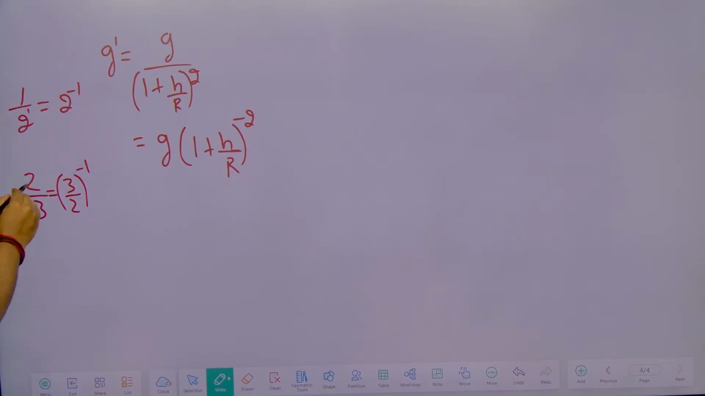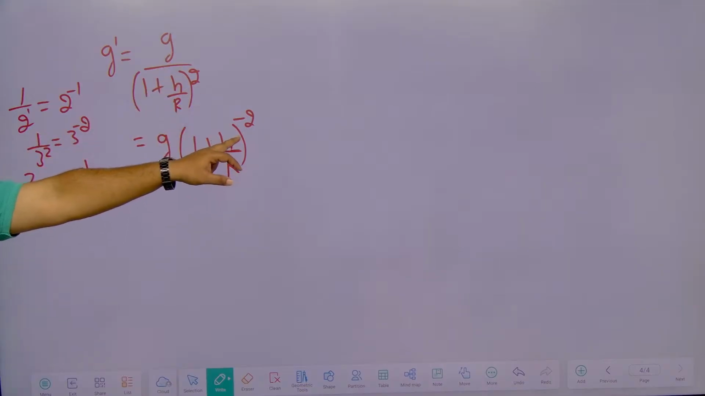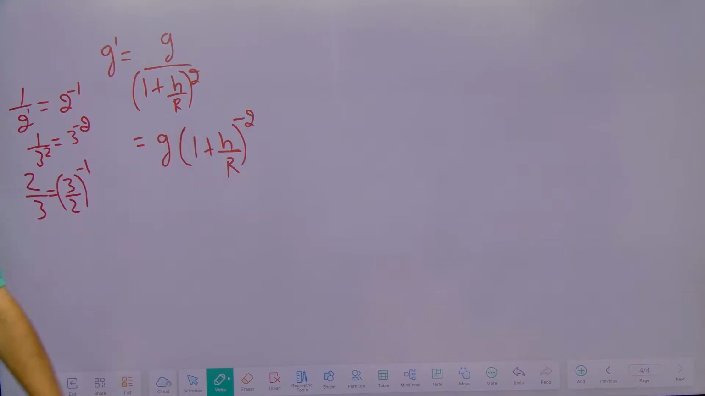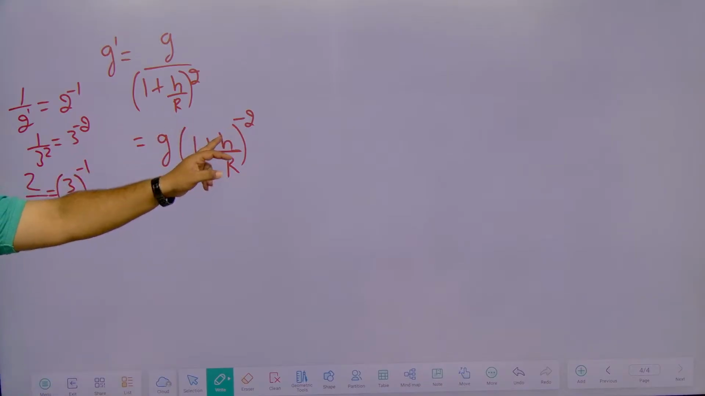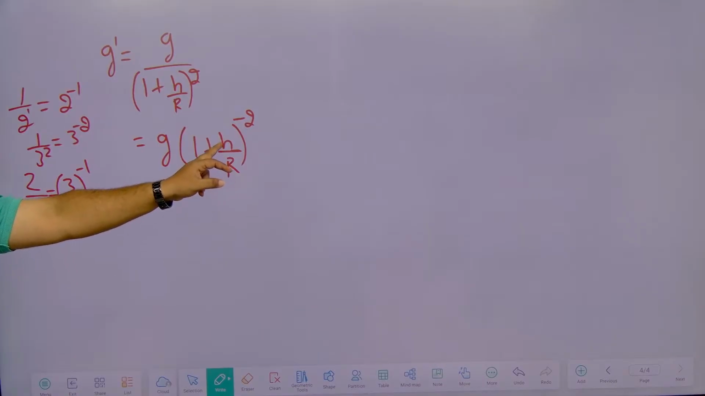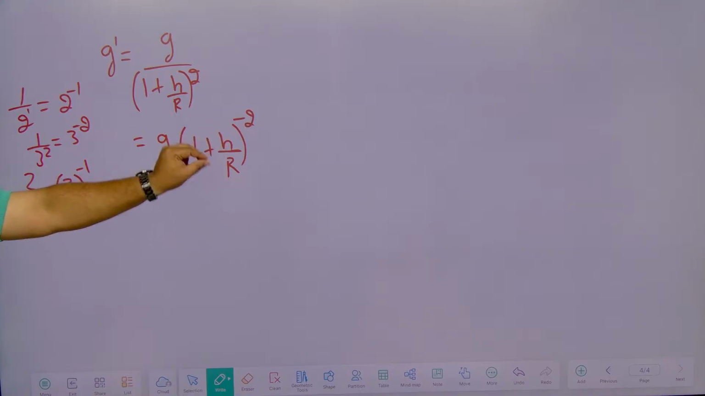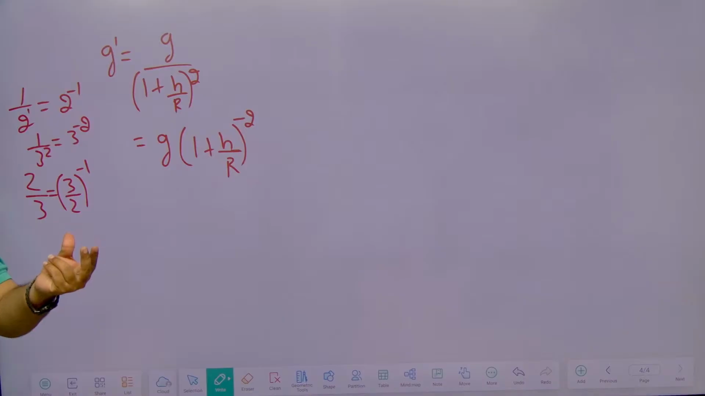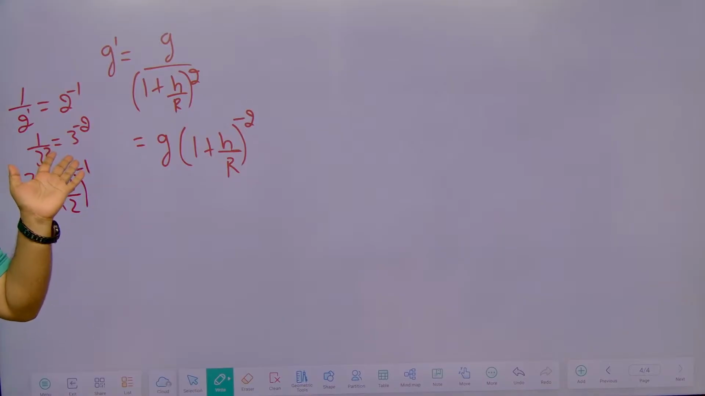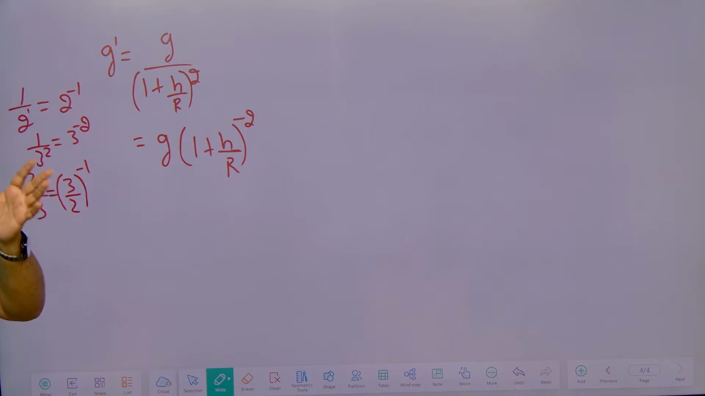If I am having 1 by 3 square, if I take it to the top, this will become 3 power minus 2. So same thing, I have taken it up, this will become minus 2. For this, if I apply binomial expansion, what happens? Minus 2 will come here because H by R is very small, because this height is very less compared to the radius. If the radius is bigger, the entire fractional value will become very less. So you are dividing a smaller value by a very large value. That time what is the fractional value you will get? That will be very less, 0.00 something you will get.